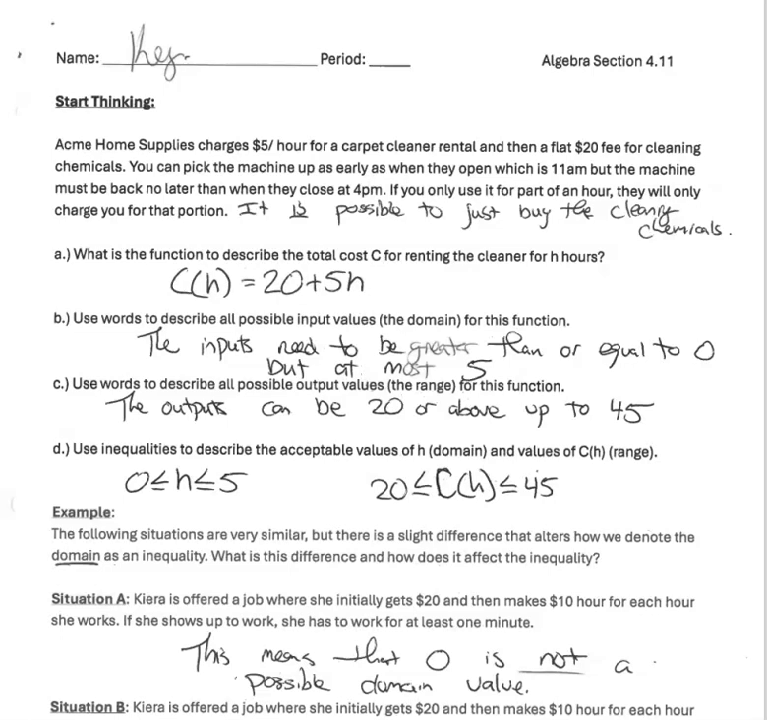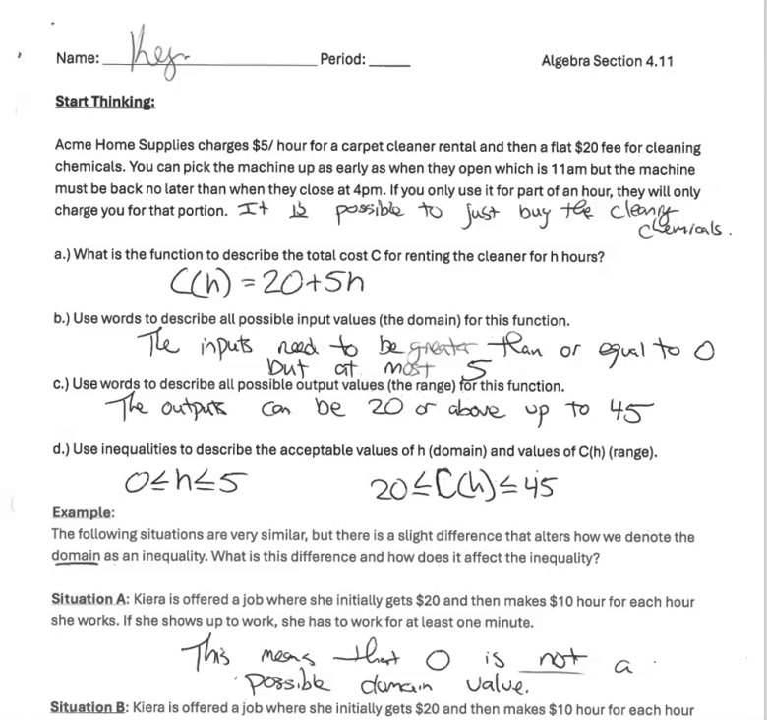The next one says use words to describe all possible input values for the domain for the function. So on here, the fact that they are able to rent it for 0 hours and only pay for chemicals, that means that it is going to be greater than or equal to 0. And then the fact that they can pick it up at 11 a.m. and drop it off as late as 4, that is going to be 5 hours. So at most 5 hours. So the input values of the number of hours is going to be at least 0 and at most 5.